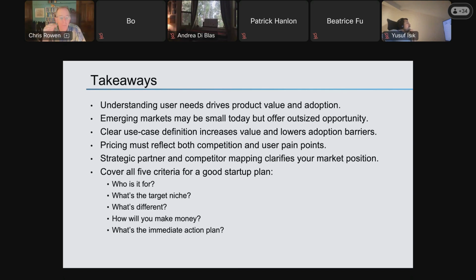And finally, I think if you use these tools, you can cover these basic criteria. Who's it for? What is the niche role that it's playing? How is it different? How do you make money? And what do you do tomorrow morning? So that is the essence of the toolkit and the imperative for identifying where you fit in and who you're targeting.